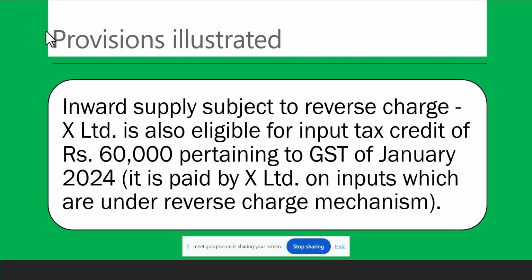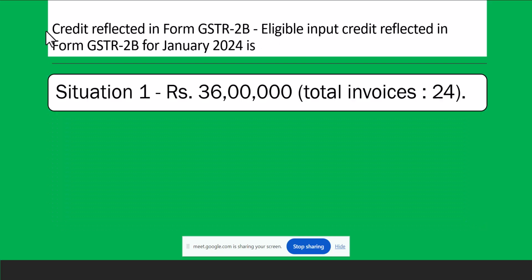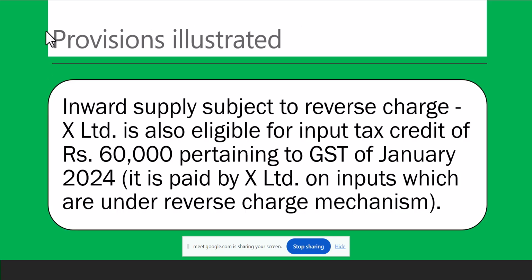Now, let's forget the reverse charge. So now there are four scenarios. He saw that his GSTR 2B auto population was only 36 lakhs. So this was one: only 24 out of 29 invoices got populated. If this is the case, then he is going to be entitled for only 36 lakhs. Okay, so which means his total was how much?